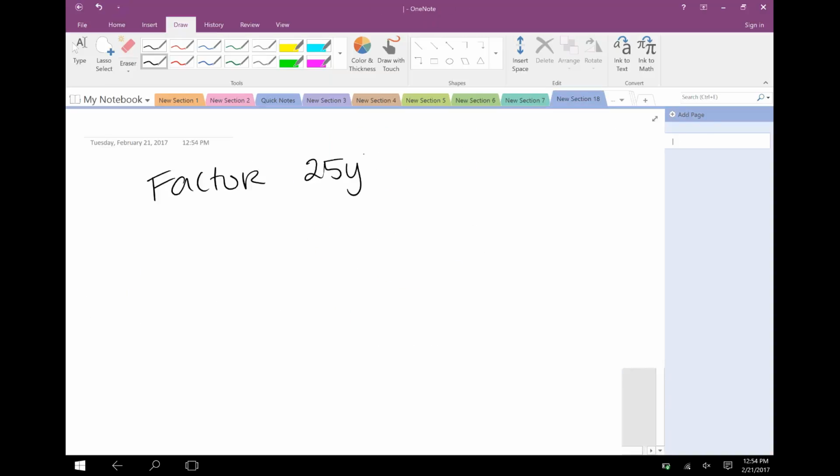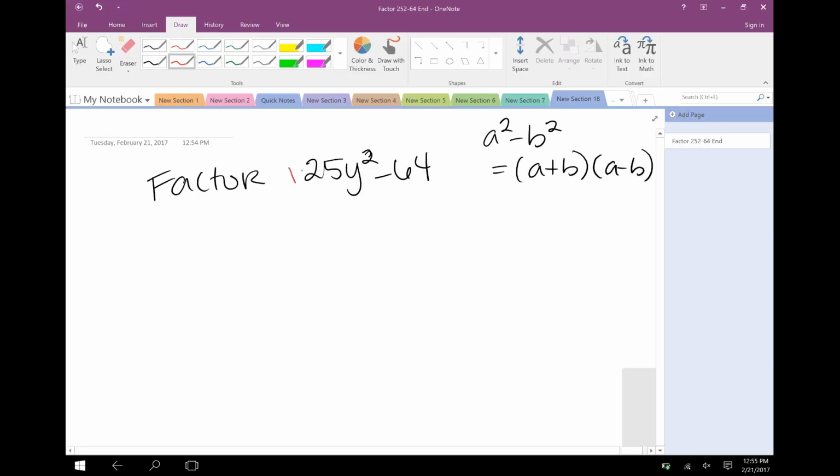Factor 25y squared minus 64. So it's 2 terms, so it's either the difference of squares or the difference of cubes. This is y squared, so it is likely a squared minus b squared, difference of squares. And that's just going to be a plus b times a minus b. So just like the other factor pattern, you have to figure out what your a and your b is, and then plug it into your pattern. So we're going to take the square root of both of these to figure out what my a and my b are.